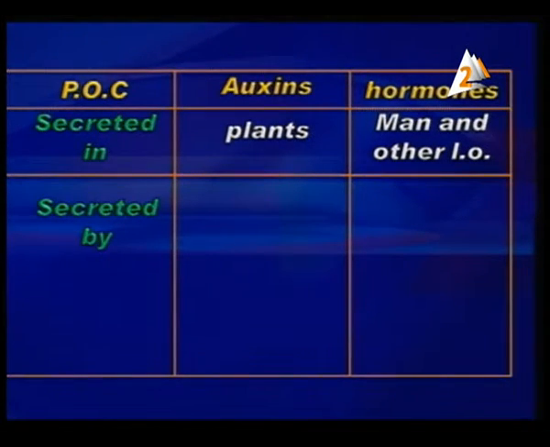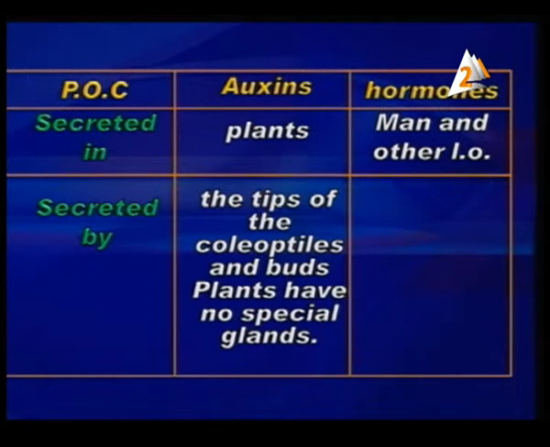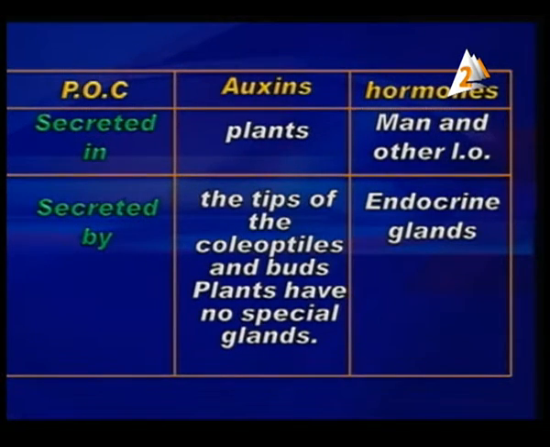From the second point of view, secreted by what? The auxins are secreted by the tips of the coleoptiles and buds in plants, and plants have no special glands. While the hormones are secreted from the endocrine glands, which are special glands, and each gland has some types of hormones which have a special function.